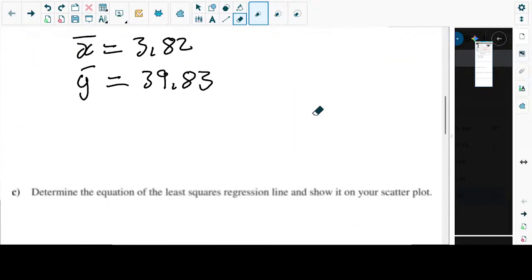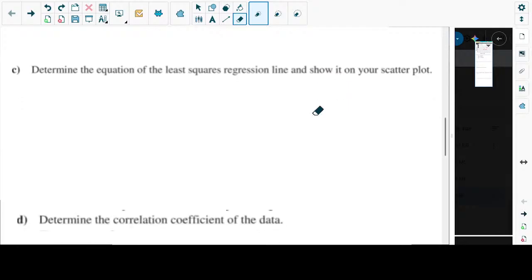The next question says, determine the equation of the least squares regression line and show it on your scatter plot. This one is going to be simple because the data has already been keyed in again. Now we just have to get the value of A, the value of B, and then we're done. And then we just write the equation again. Now remember, this equation, guys, is going to be provided in the information sheet. It's just there at the bottom.